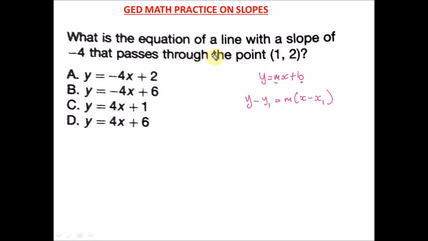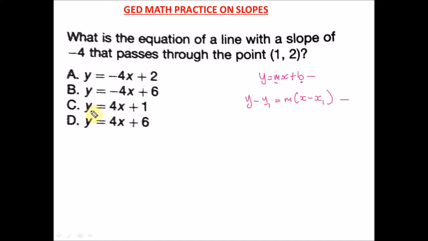Now in this question you're given a slope and you're given a point. So you can use either formula to solve this question, but the faster formula to use is this one. Since we're not told to look for the intercept, and this b here is the intercept, the faster formula for you to use here is the point slope formula.